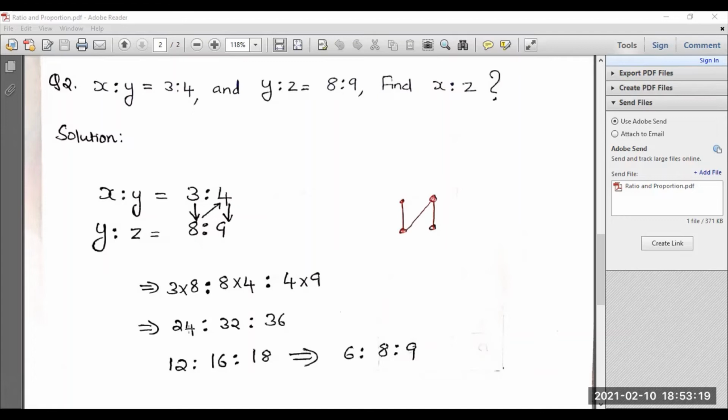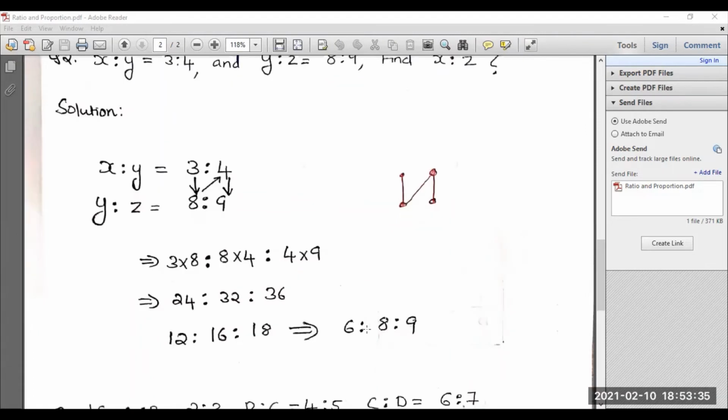So you can simplify: 24 is to 32 is to 36. If you simplify like this, it becomes 12 is to 16 is to 18, that is equal to 6 is to 8 is to 9. So what am I supposed to calculate? I would like to calculate X is to Z. So X is to Z is nothing but 6 is to 9. Again, if you want, I can simplify. 3 is a common factor. So 2 is to 3. So that is the answer. 2 is to 3 is the right answer for this question.